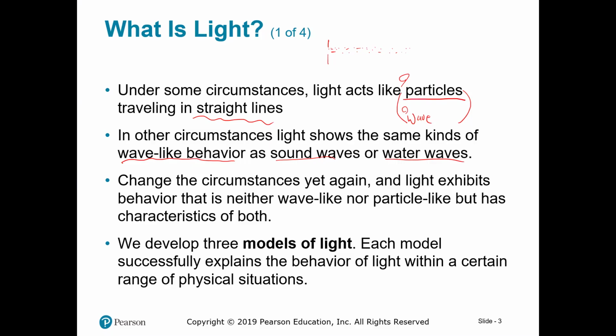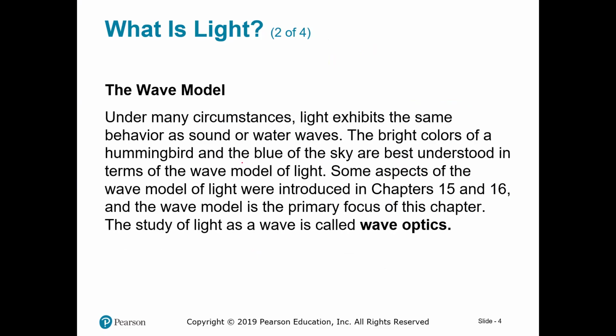Because in general, if you have an object, an object is an object. In other words, a particle is a particle and a wave is a wave. But change the circumstance yet again, and light exhibits behavior that is neither wave-like nor particle-like, but has both of them. We developed three models of light in this section, and you will see them one by one. The first one is the wave model.